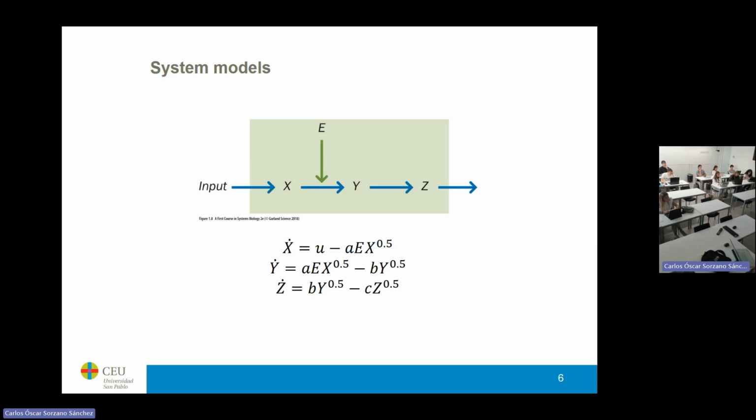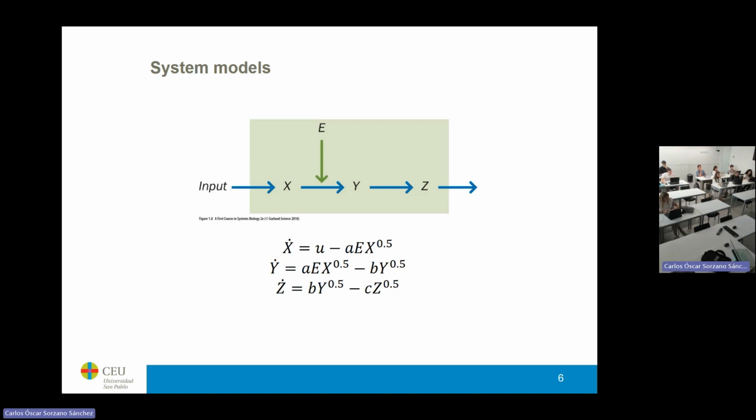So if they produce Y, then X disappears because it has been converted into Y. And then the change of X decreases. Okay, so that is why we have a minus sign here. So the input produces X, so the higher the input, the larger the X, but then X binds E to produce Y. So X decreases, but Y increases by the same amount. So whatever disappears here, appears here.